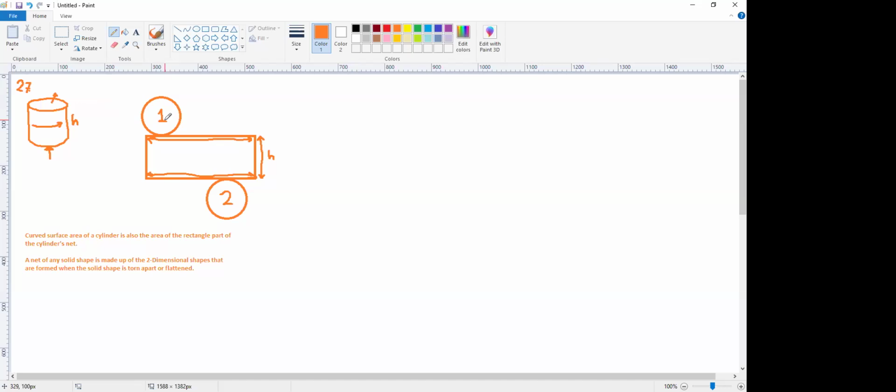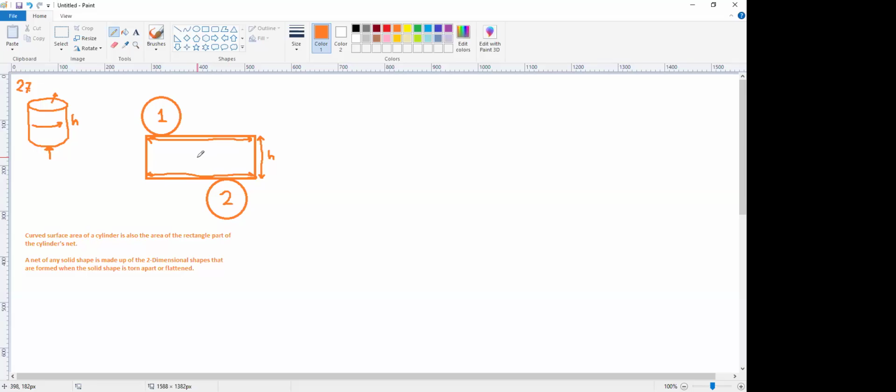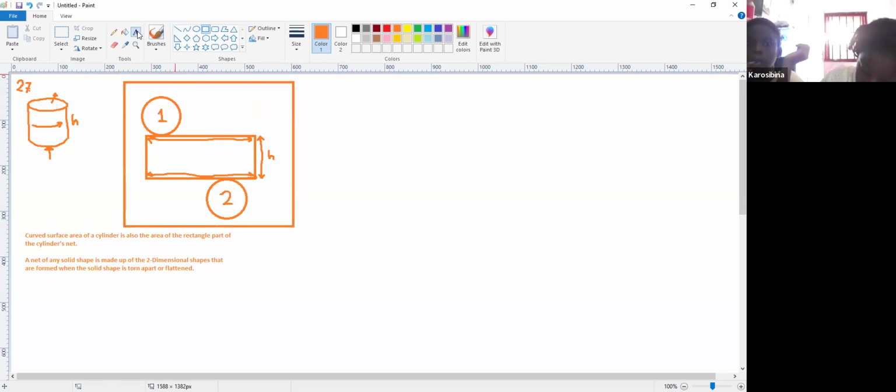Where we have circle one, circle two. Wait, don't be distracted. Come closer to the computer so that you see what I'm doing. Circle one, circle two, and then the rectangle. When you tear it apart, it now becomes flattened, isn't it? Yes, sir. So you can think about it this way. This thing that I've done here, let me put it in a box. This thing is called the net.